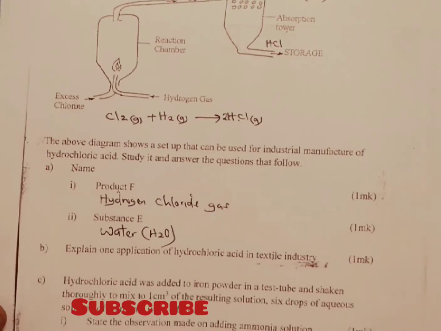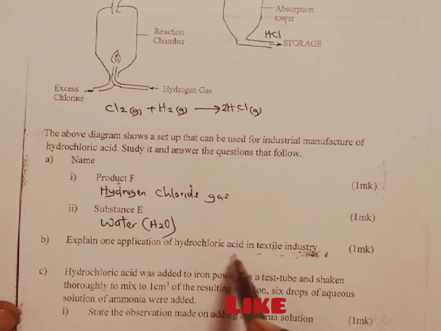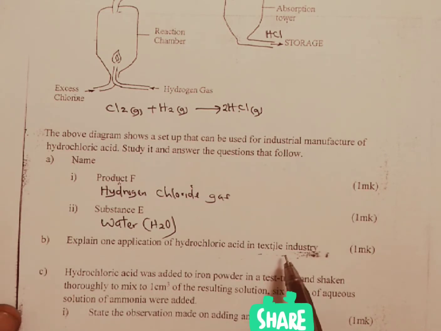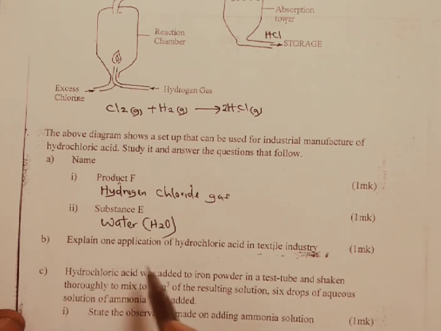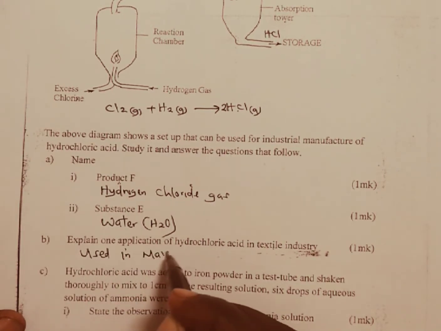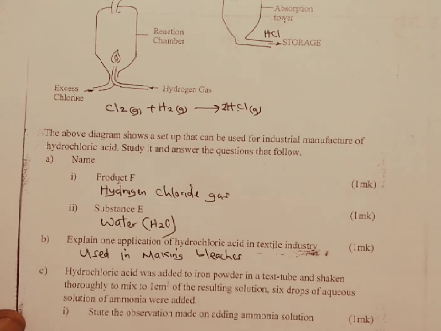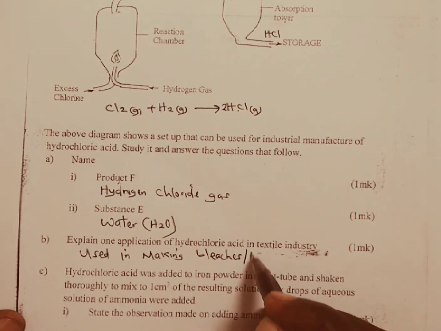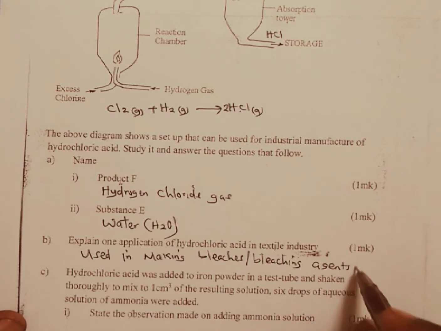Next, B. Explain one application of hydrochloric acid in textile industry. Remember, hydrochloric acid can be used as a stain remover. Hence, we can say it is used in making bleaches, or what we can call bleaching agents, which are used to remove stains.